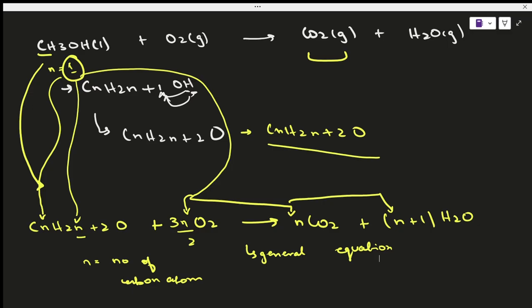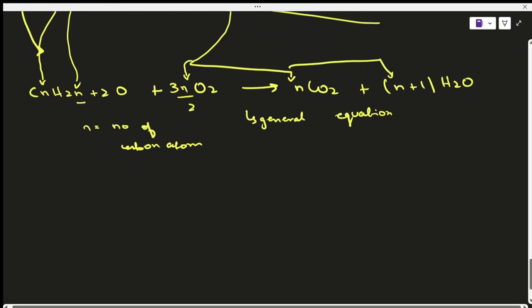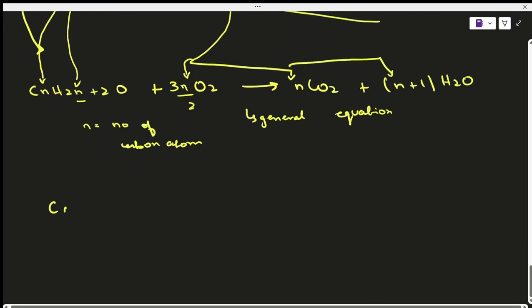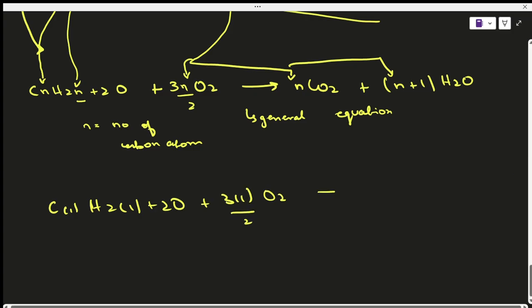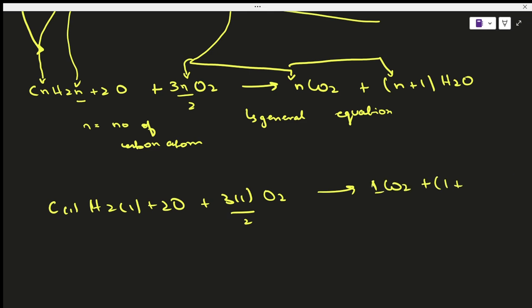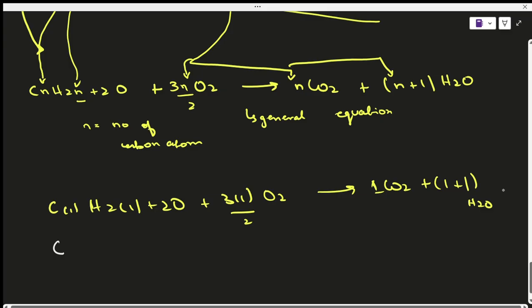Now we can quickly put in the values in place of n. So this is C1, H(2+2), O, plus 3/2 O2, and you're going to have 1 CO2 plus (1+1) H2O. Let me change the color because it's getting a bit confusing. So this becomes 2 plus 2, that makes it 4.